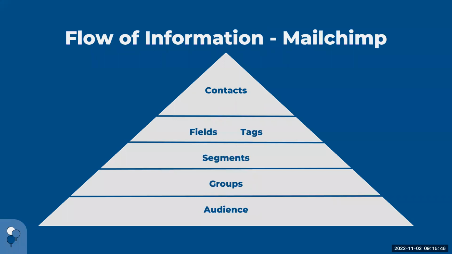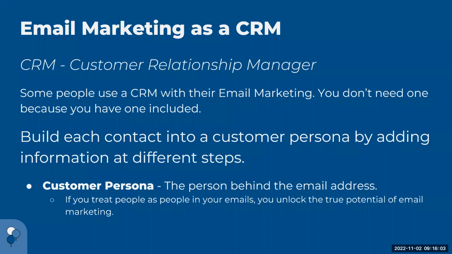And then Mailchimp, very similar. Contacts, again, the most specific piece. They're made up of fields and tags, because multiple contacts can share fields and can share tags. They're within segments, then they're within groups, and then your audience is your widest and most direct category.